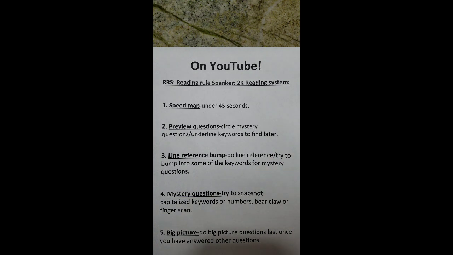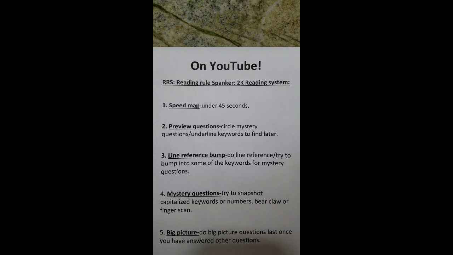We don't have time. Second thing we're going to do is step number 2, preview the questions. We're going to look at all the questions in that passage and put a circle around the number of the question that's a mystery question. Once you circle the number, we'll underline some keywords that you feel are very unique, very specific to the passage. You don't want to circle super general words because you're going to have to look all over the place. However, some words that are capitalized will pop off the page easier.